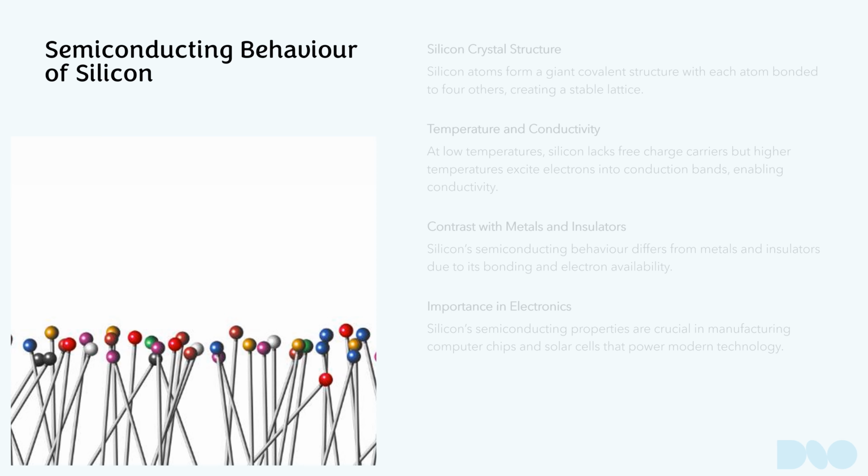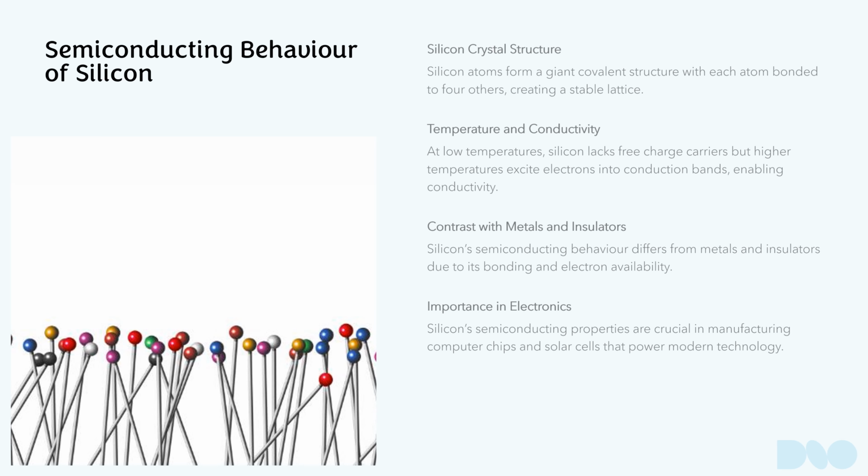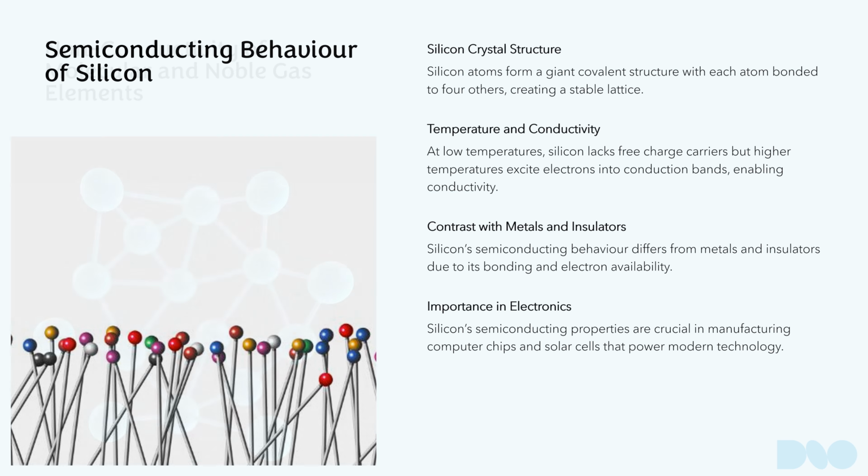Silicon has unique electrical properties because it is a semiconductor rather than a good conductor or an insulator. It forms a giant covalent structure in which each silicon atom is covalently bonded to 4 others. At low temperatures, there are no free charge carriers, so silicon does not conduct electricity well. However, as temperature increases, some electrons gain enough energy to move into conduction bands, allowing limited conductivity.